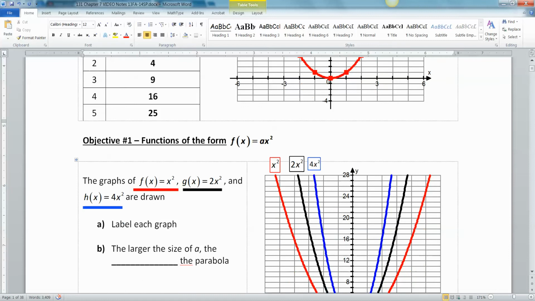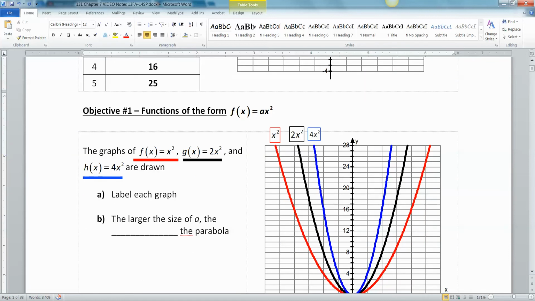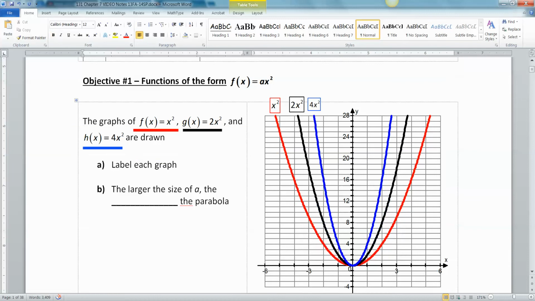Now let's look at what happens if I start playing with the number in front of the x squared, i.e. the leading coefficient, which we learned about in section 6.1. So I have regular x squared, that has an a of 1. Then I have 2x squared, which has an a of 2, and h of x equals 4x squared, which has an a of 4. So what do we see happening as we increase our a value?